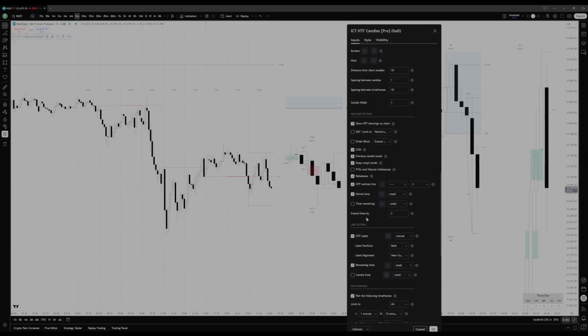Next is extend the lines. So for any lines drawn over here, for example, previous levels and so forth, you can decide they're extended by 2 candles to the right from the current candle. And you can increase that to 4 or 5 candles to the right.